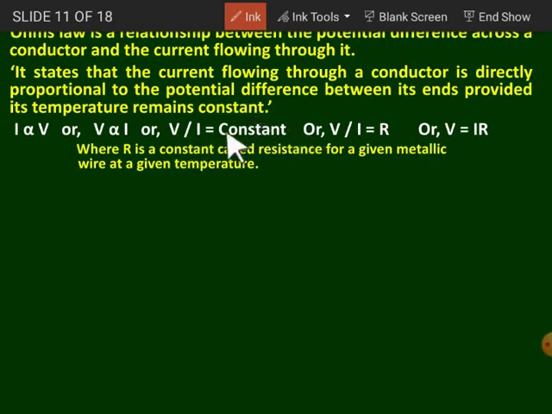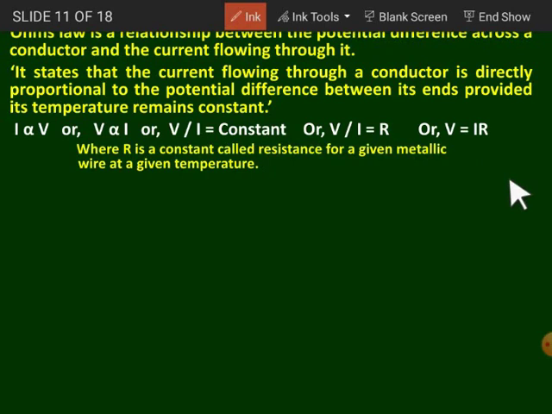Or we can do like this: instead of this constant we may replace it by R. So we will write that potential difference is equal to the product of the current and the resistance. Got it? That proportionality constant is resistance. We will also try to define this resistance later on. Now let's try to verify this Ohm's law. How to verify this Ohm's law?